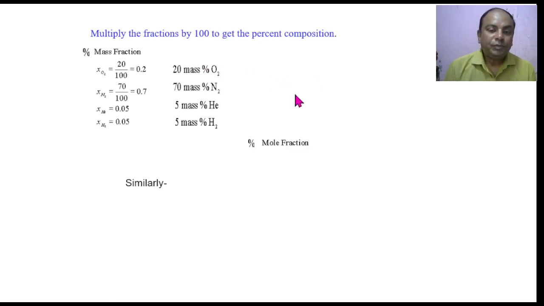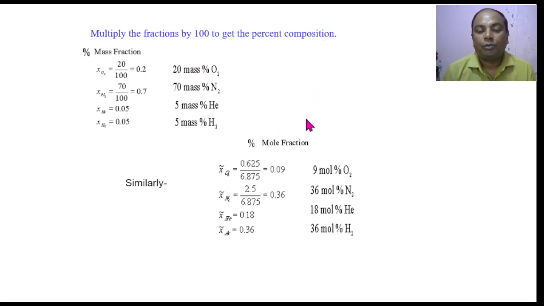Similarly, we can calculate the percentage composition in terms of mole fraction. So here, 0.09 mole fraction of nitrogen in a stream, multiplied by 100, what we get is 9 mole percent. Similarly for nitrogen 36, and you can see over here for helium and hydrogen.